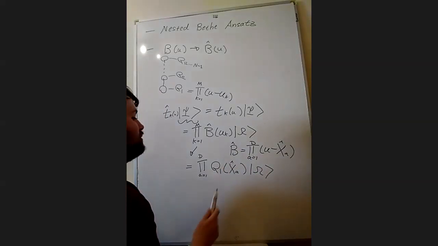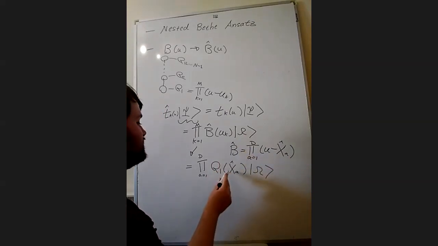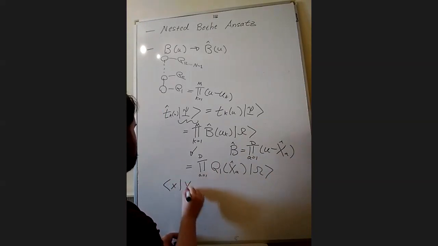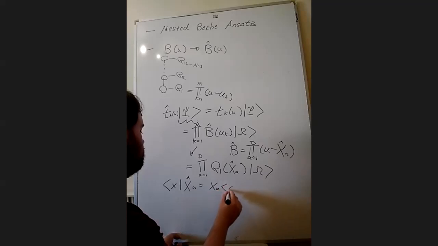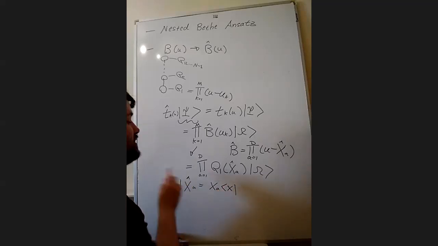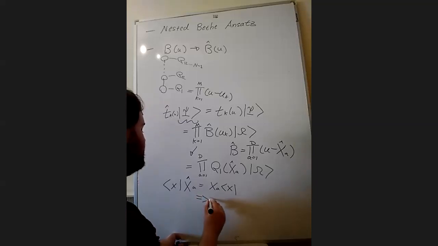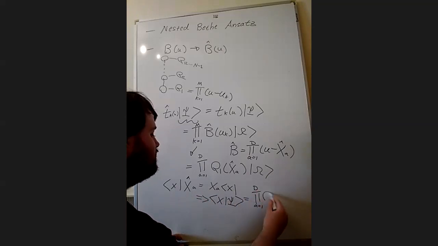And then if you were somehow able to go and construct the eigenbasis of B, so the eigenstates of these operators X, then immediately in this basis, this wave function is going to factorize into a product of functions. So we'll have that the overlap of X with psi is just a product from a equals 1 to d of Q1 of X_a.